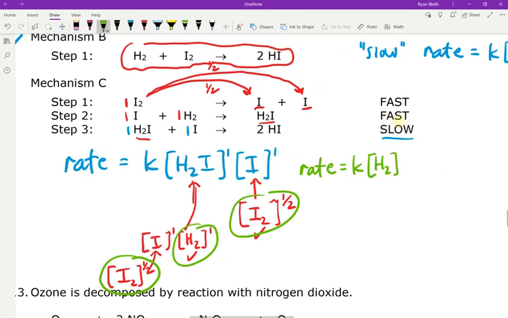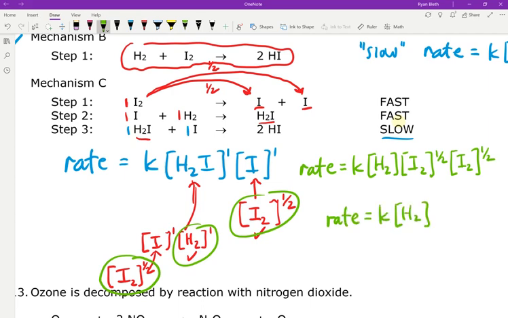And then I've got I2 to the half and another I2 to the half. And of course, we can put those last 2 terms together. By adding those powers together, our overall rate law expression becomes rate equals K times hydrogen to the 1 and iodine to the 1/2 plus 1/2, which is 1.